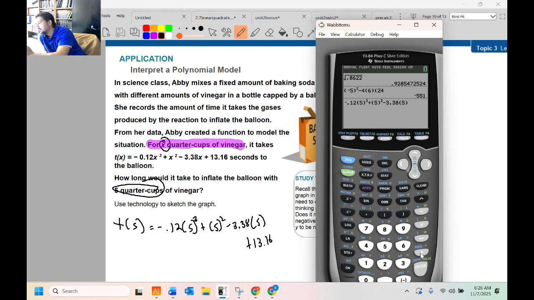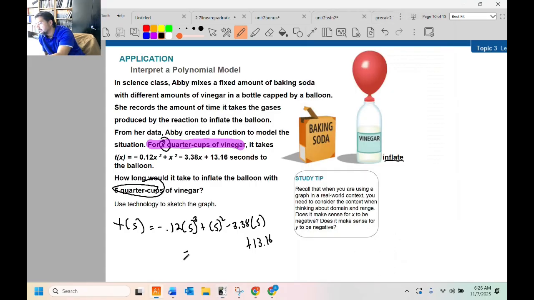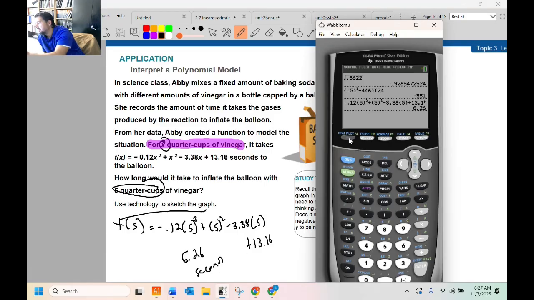I'll show you how to do this in a graph too. But, you know, some kids think that, well, anyways, there's more to it. It looks like it's about 6.26 seconds. Now, they want us to sketch the graph anyways. It says use technology. So, obviously, push buttons in the TI-84.